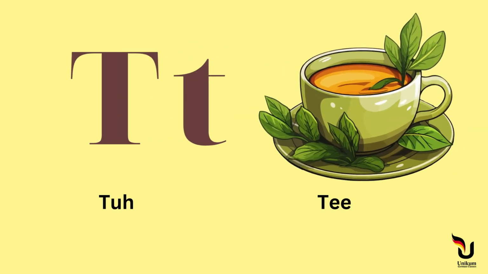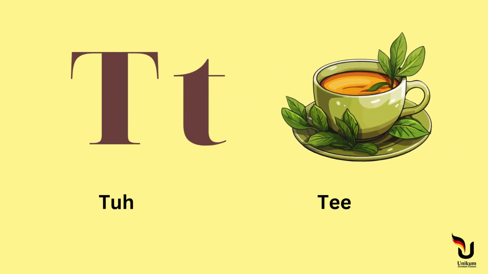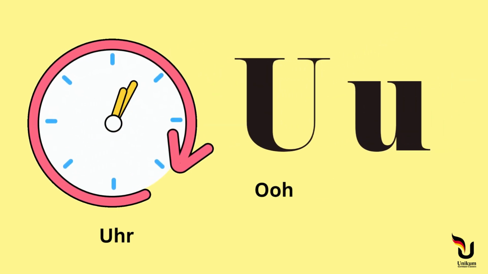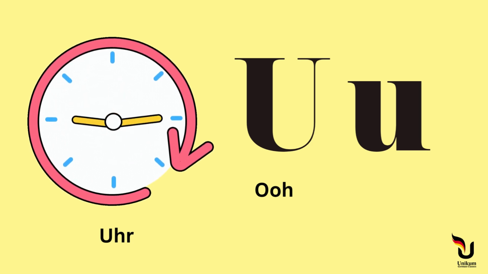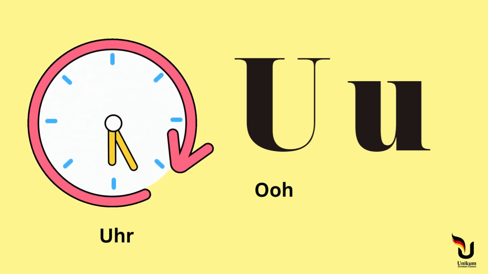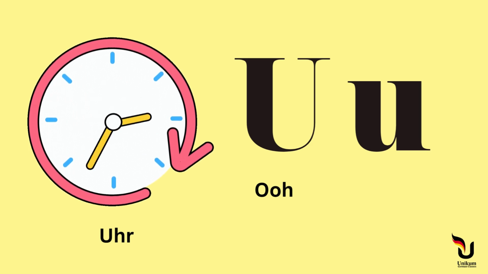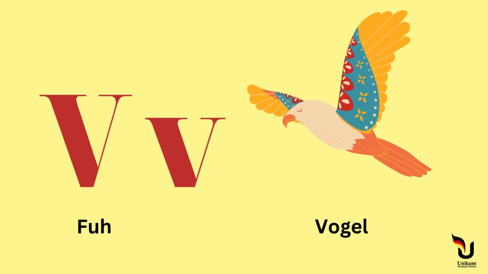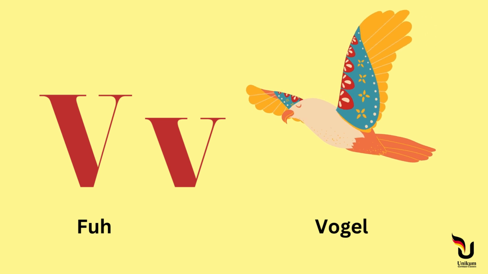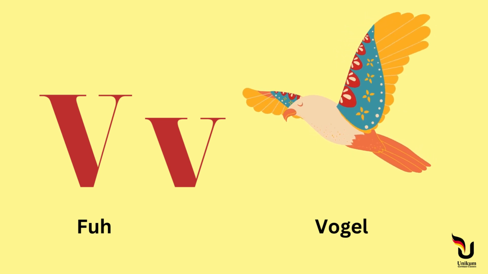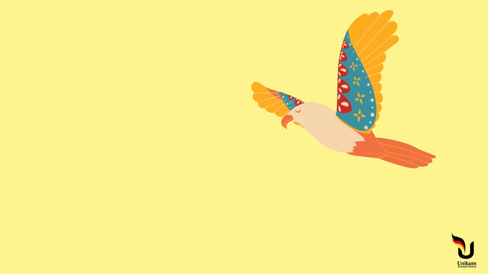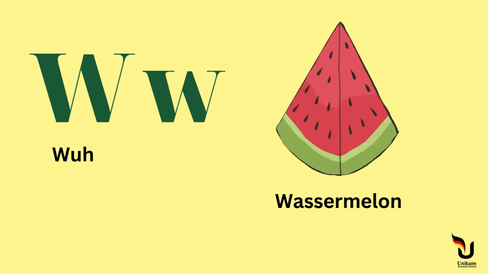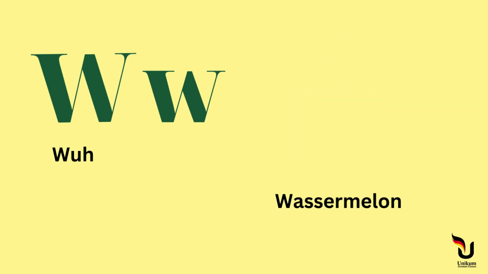The letter T has pronunciation T. The word is Tee. The letter U has the same pronunciation as its standard pronunciation U. So the word is pronounced as Uhr. The letter V is pronounced as F, same as the letter F. So the word is pronounced as Vogel. The letter W is pronounced as V. So the word is Wassermelone.